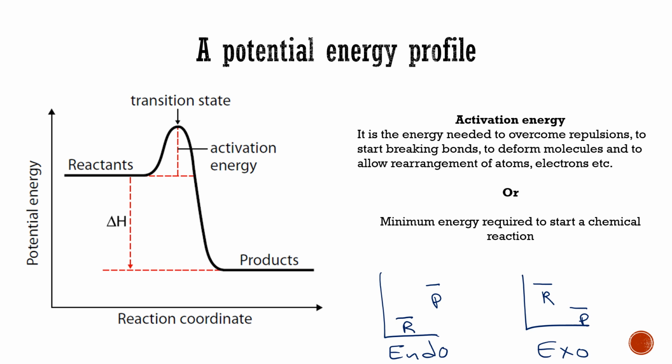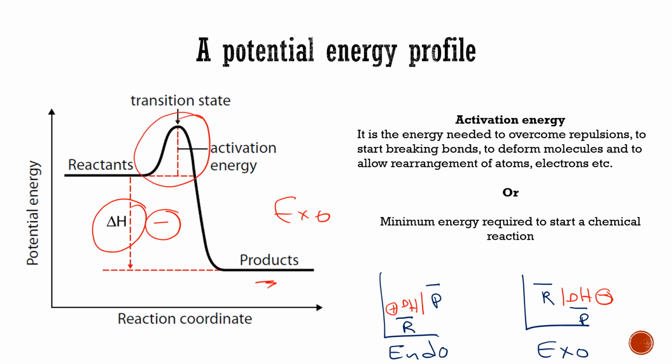And of course, delta H is the difference between products and reactants. In the endothermic reaction, delta H is positive. For the exothermic reaction, delta H is negative. Let's check our example that we have here. It is obvious that it is an exothermic reaction because the products have lower energy than the reactants. And delta H, of course, is the difference between products and reactants. It has a negative sign.